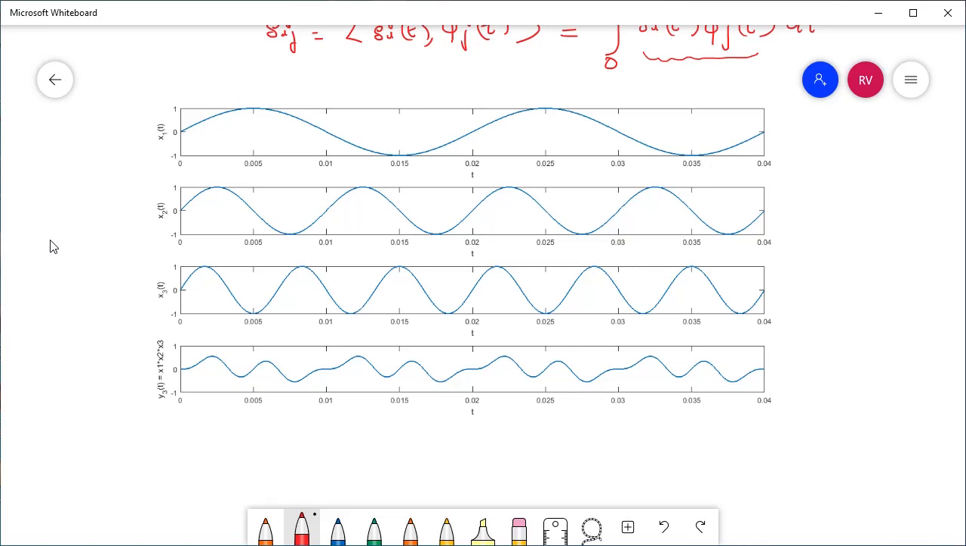So orthogonality means what? If you multiply them together and integrate, they should give 0. I have multiplied them together point wise, so x1, x2 and x3 are multiplied together point wise and formed this function. In MATLAB you can do it as well. Now I have a function like this.